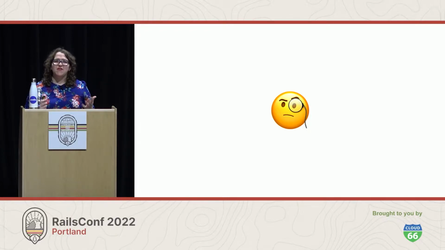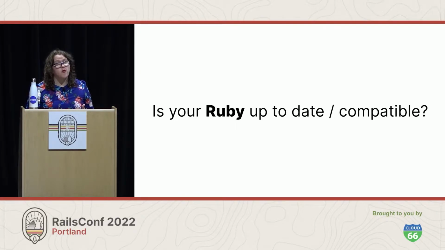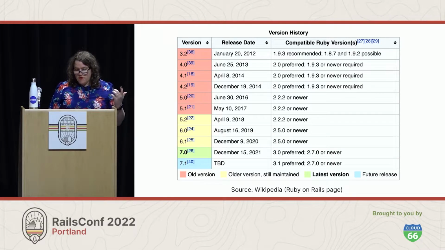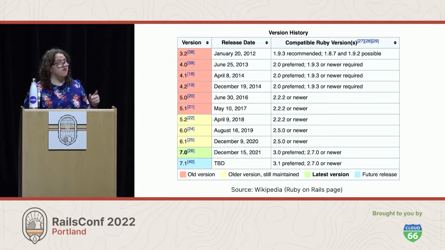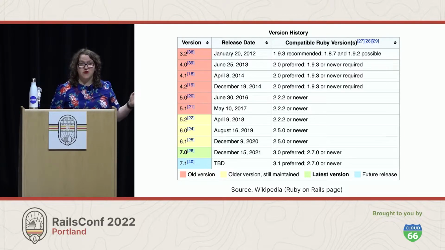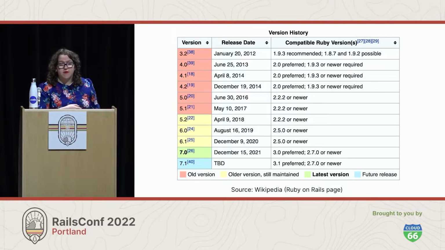But there's certainly a few more things to consider. Like, is your Ruby up to date or compatible? An example here is Rails 7 requires Ruby 2.7. Here's an example of the version, the release date, and the compatible Ruby version since Rails 3.2. This was actually found on Wikipedia, so that was super helpful. But what you want to do is avoid being in the red versions. If you're in that version, you should be working your way out. Also, a note, Rails 5.2 is headed that way in the red, so upgrade.